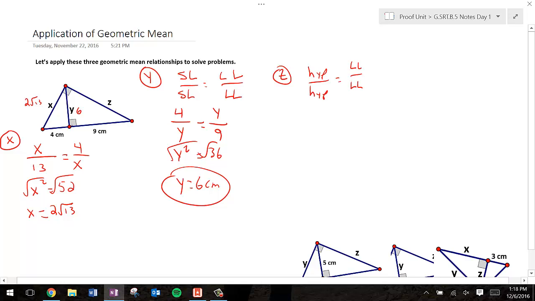And plugging in, I've got my hypotenuse of z over my hypotenuse of 13 equals my long leg of 9 over my long leg of z. So I have z squared equals 117. And when we simplify that out, we end up with 3 square root 13 centimeters. Okay.